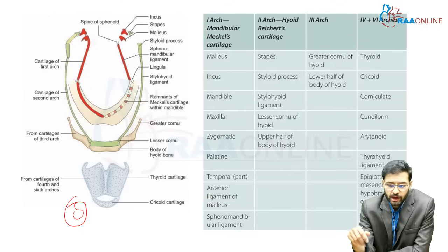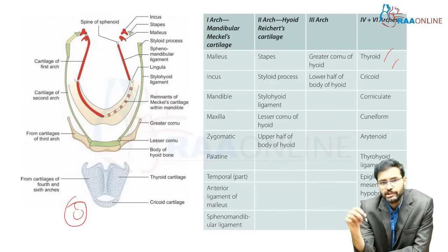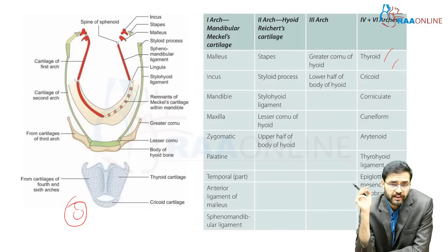So, it includes the thyroid cartilage, the cricoid cartilage, the corniculate, cuneiform, arytenoid, as well as gives rise to the thyrohyoid ligament and epiglottis. All these are derived from the fourth and sixth pharyngeal arches.